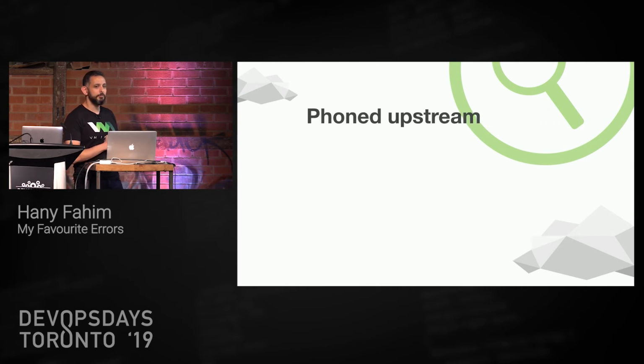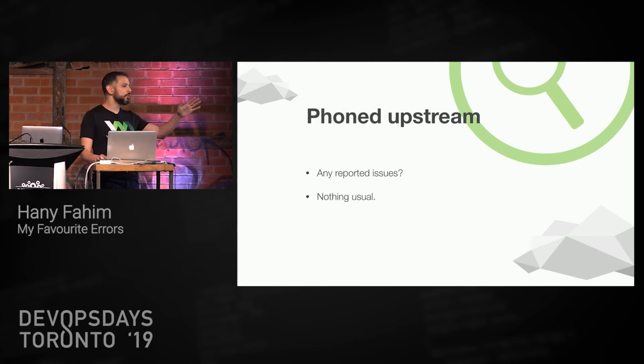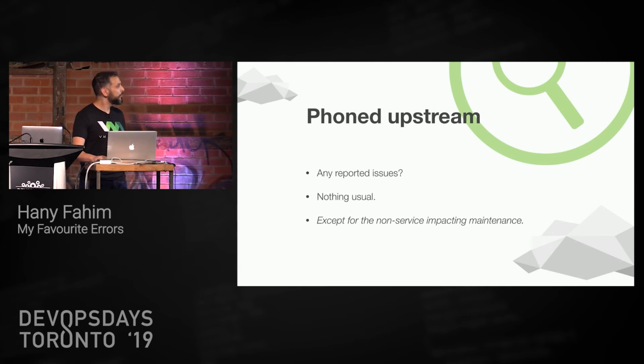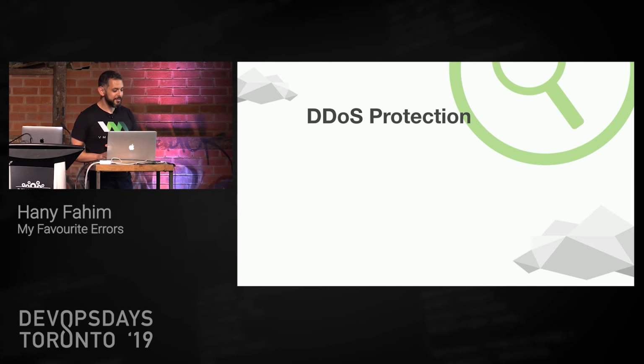Decided to call our upstream provider and ask them, hey guys, is there any weirdness going on? Do you see any problems on your end? They're like, nope, nothing is unusual at all. Oh, except for the maintenance that we're running right now, non-service impacting maintenance. Talk to me some more about this non-service impacting maintenance.